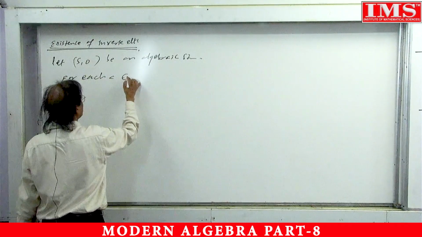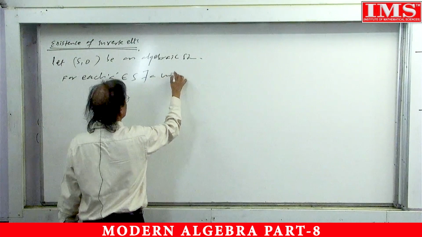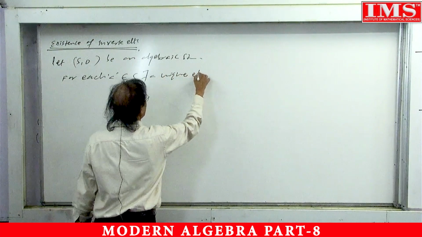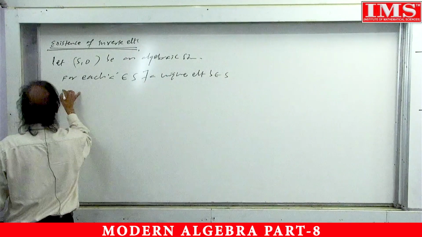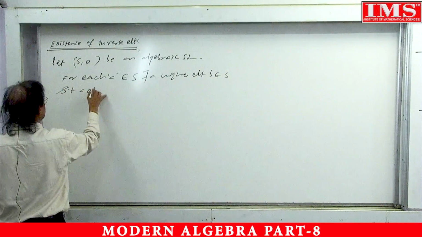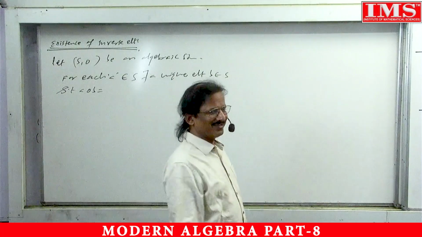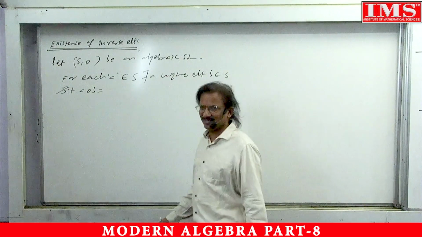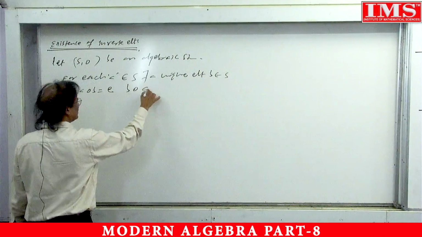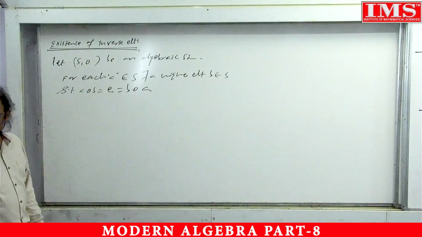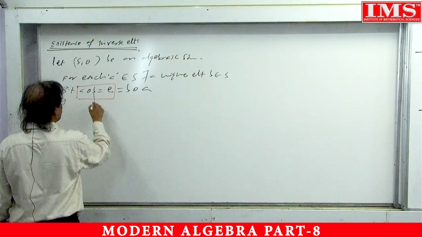For each A belongs to S, there exists a unique element B belongs to S such that A circle B gives your identity element. What is the outcome? You know this now. Identity. What is identity? You denote it here as E. That is only notation. Your B circle A is equal to what? This E.